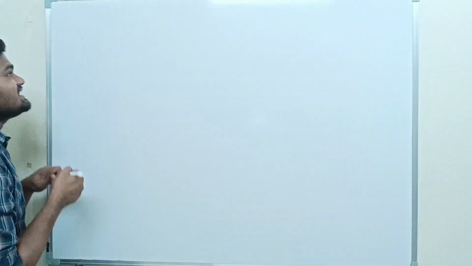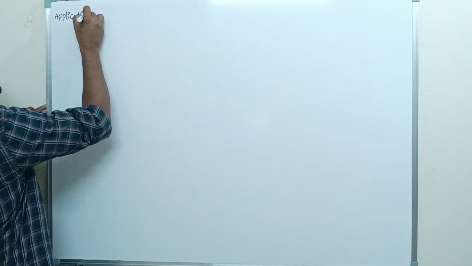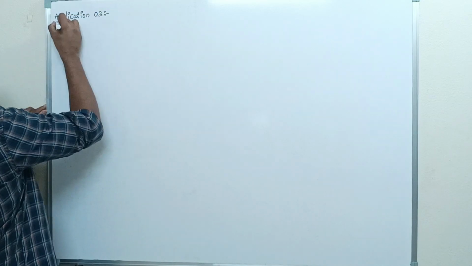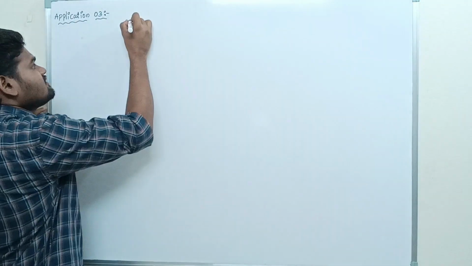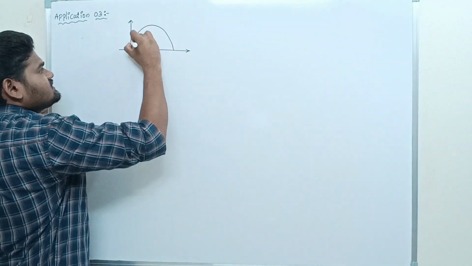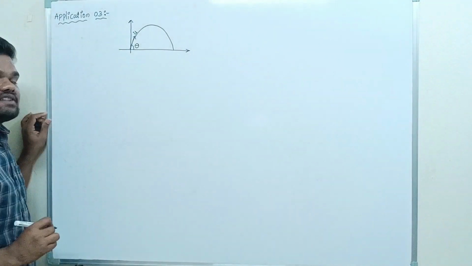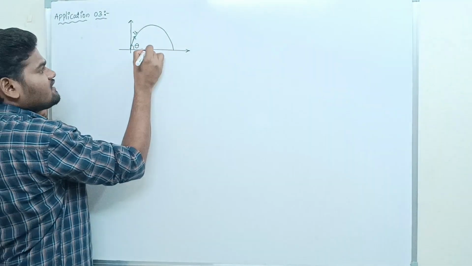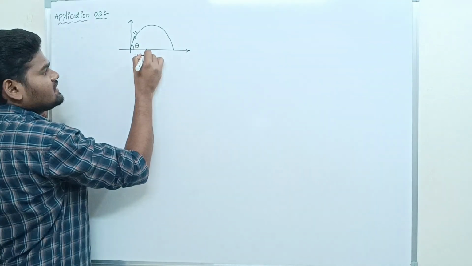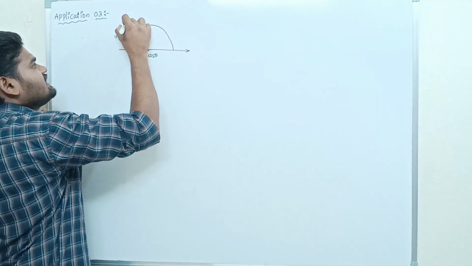Right. So have a look at the next application, application number 3. In the case of a projectile body, this object is projected into the air with initial velocity u, making an angle theta other than 90 degrees with the horizontal. Then the velocity component along the x direction, ux, is equal to u cos theta, and perpendicular to this, uy is equal to u sin theta.